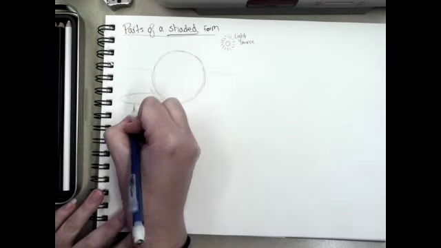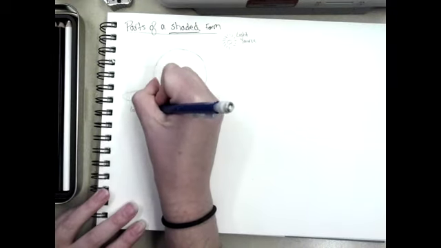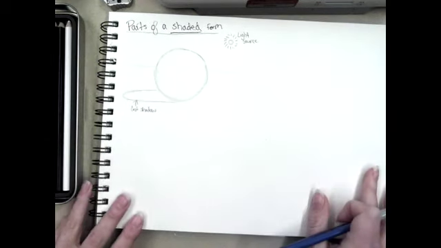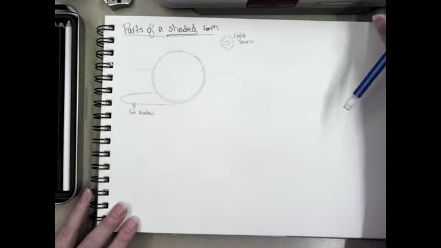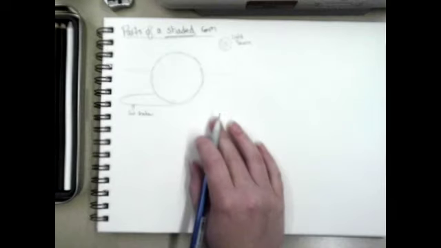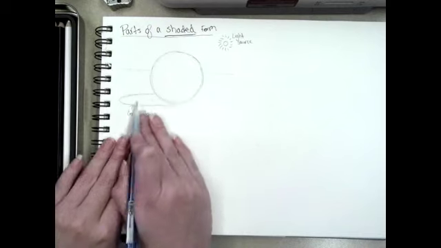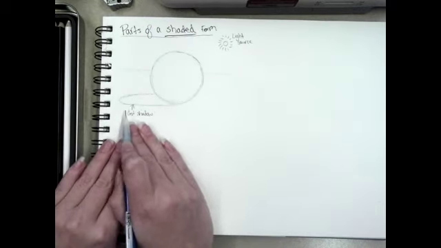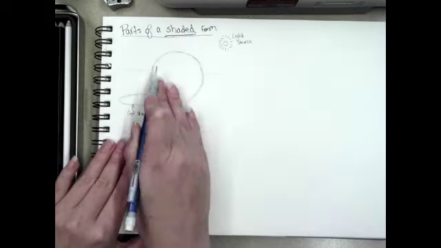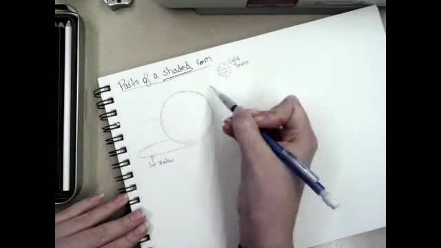So this part of our form is our cast shadow, okay? It is cast onto another surface. Camera's having a hard time focusing today, sorry guys. Okay, so it is the shadow that is cast onto another surface. Okay, so a cast shadow is on something other than the object itself. Okay, going from our cast shadow towards our light source.